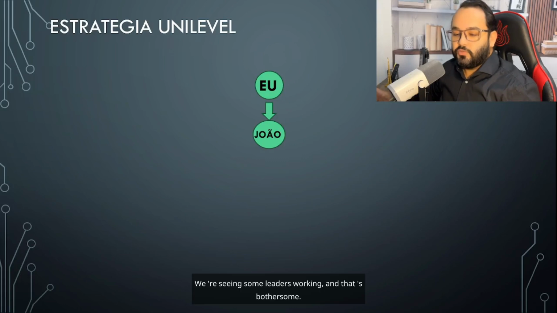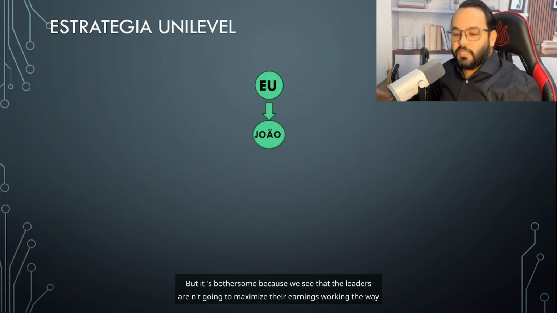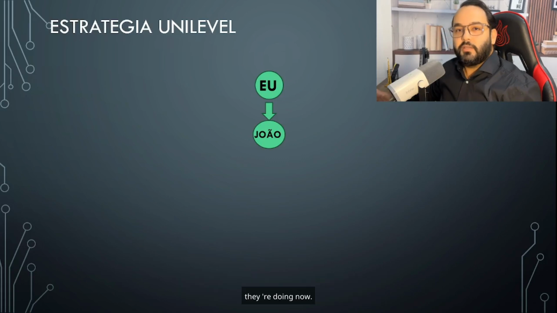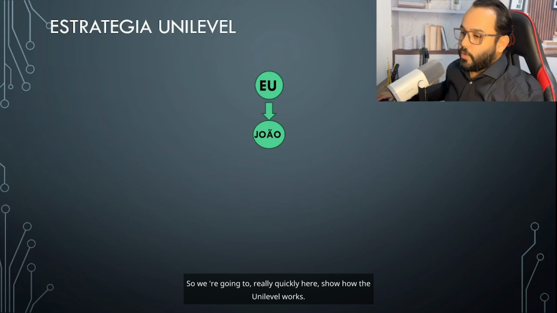We're seeing some leaders working, and that's bothersome. For the company, it doesn't change anything, right? But it's bothersome because we see that the leaders aren't going to maximize their earnings working the way they're doing now. So we're going to really quickly here show how the Unilevel works.